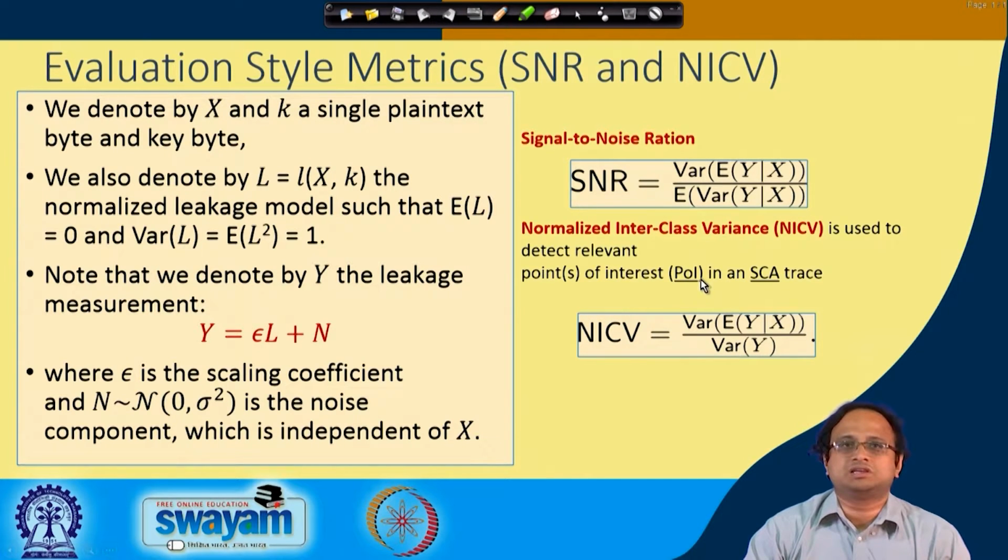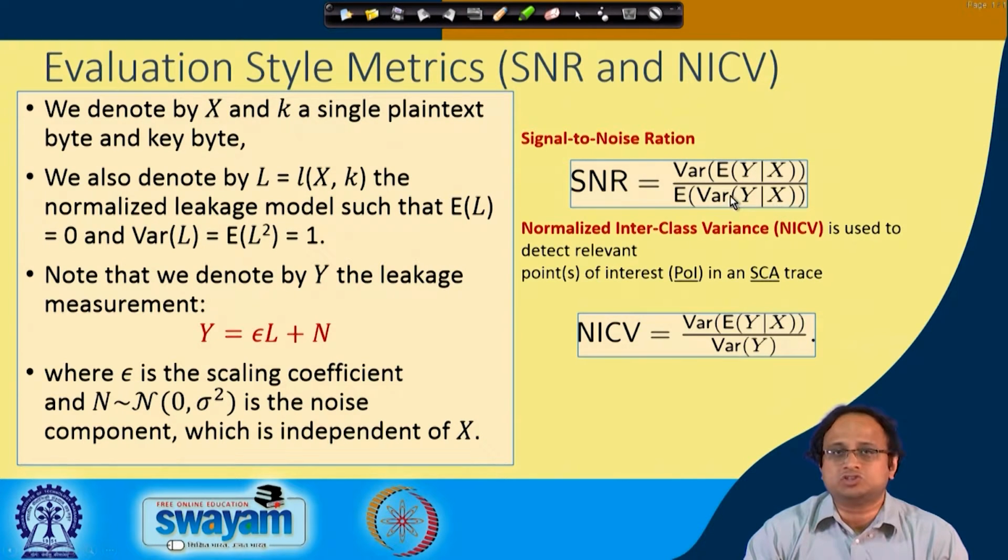When you are estimating the signal, the other parameter, called NICV, or the normalized interclass variance, is similar to the SNR, except that the denominator has been replaced from the expectation of variance of y given x to the variance of only y. You can see that I have just replaced the expectation of variance of y given x with only the variance of y.